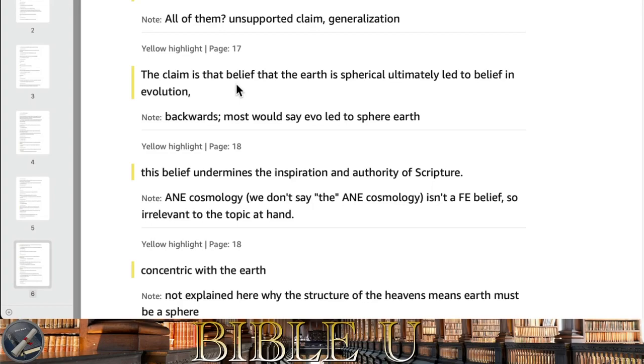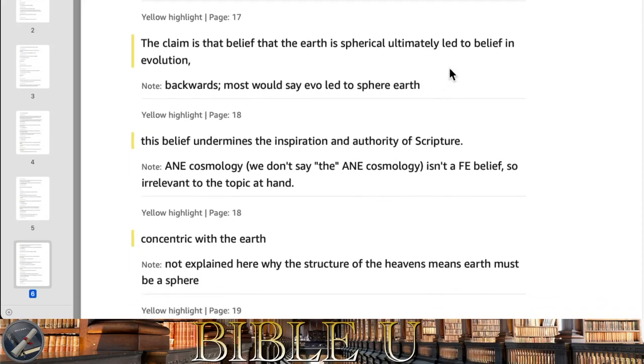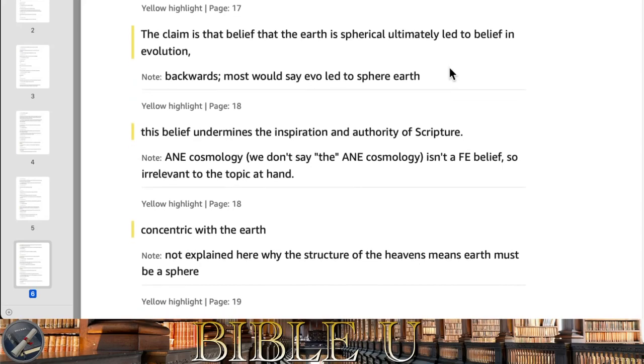then he goes on here to say the claim is that belief that the earth is spherical ultimately led to belief in evolution. This is backwards. Most would say that evolution led to sphere Earth, and it did. Look at the Big Bang and the basis of cosmology as it's popularly believed by Faulkner and others. The vast majority of people in the world hold a belief that any atheist and evolutionist can get behind. Standard cosmology is okay with them because they believe this is part of evolution, that these things happened over billions of years.